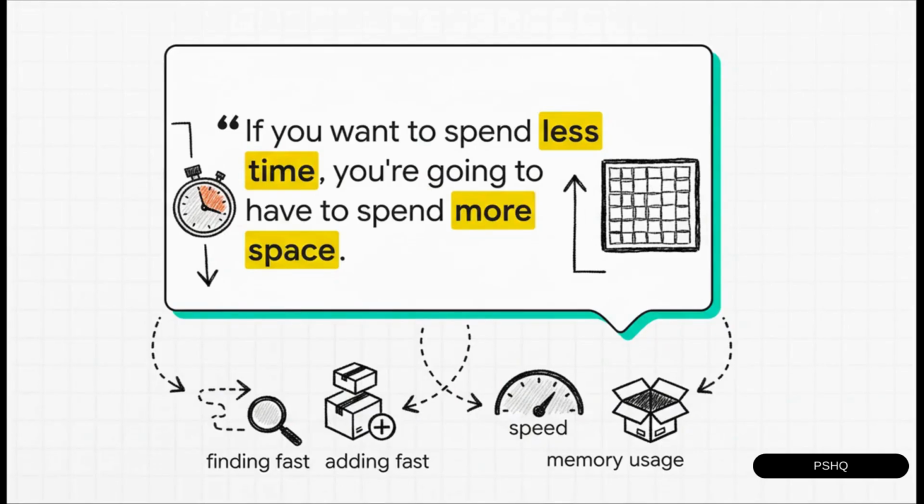And this quote just nails one of the most fundamental tensions in all of software engineering. There's almost never one best way to store data. There's only the best way for the specific problem you're trying to solve. Do you need to find data quickly or add new data quickly? You usually can't be great at both. Are you optimizing for pure speed or trying to save memory? It is always a trade-off.